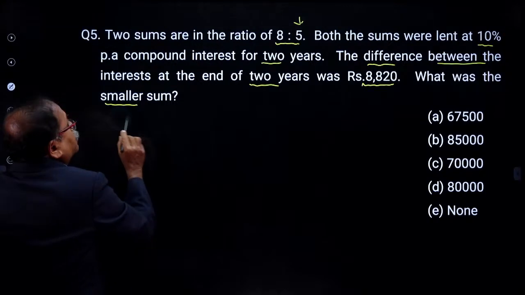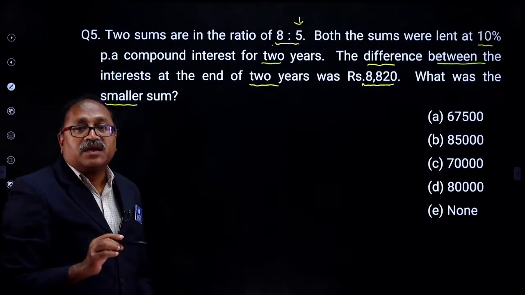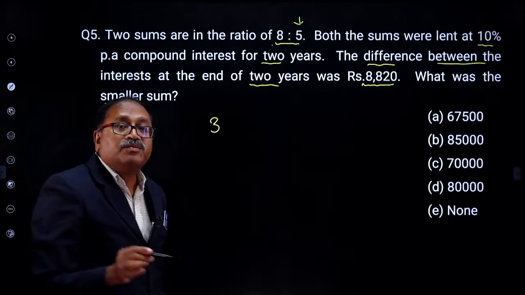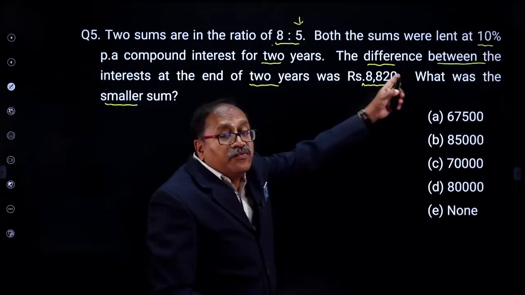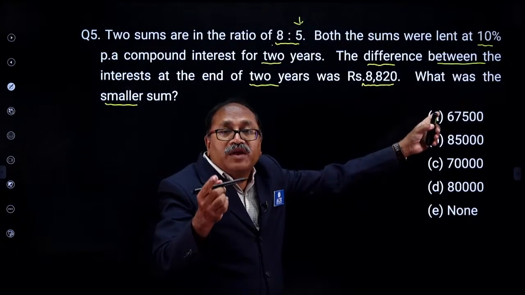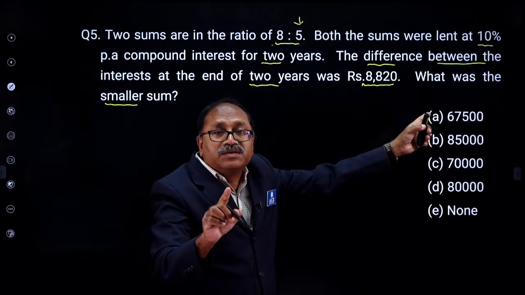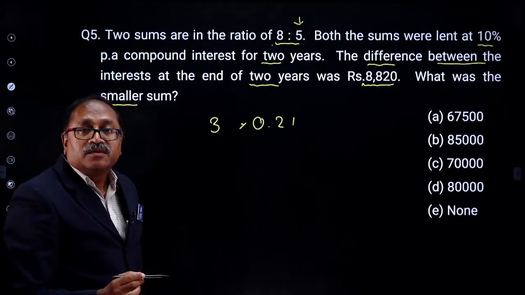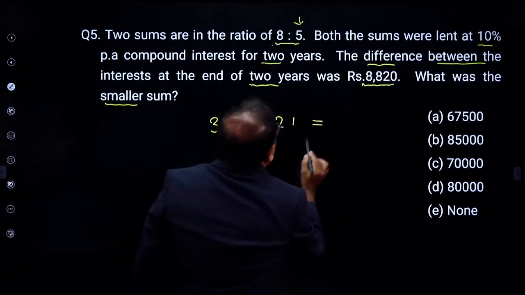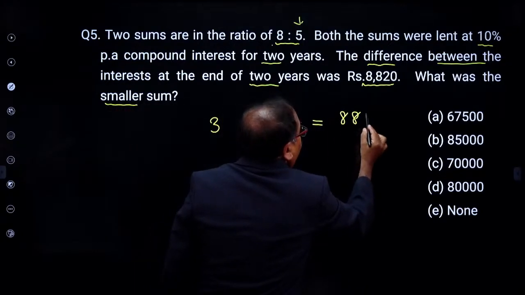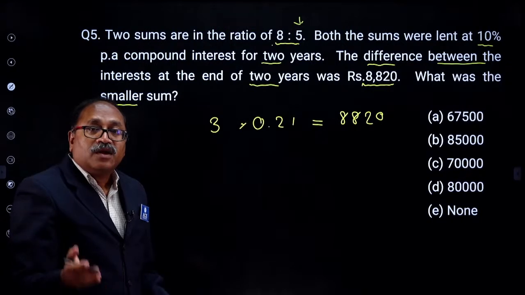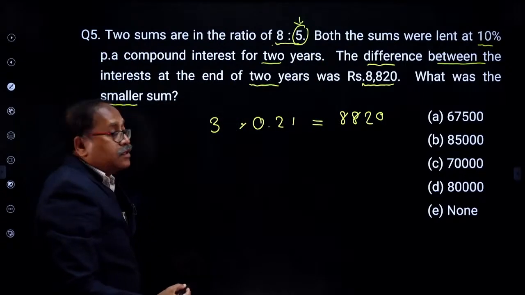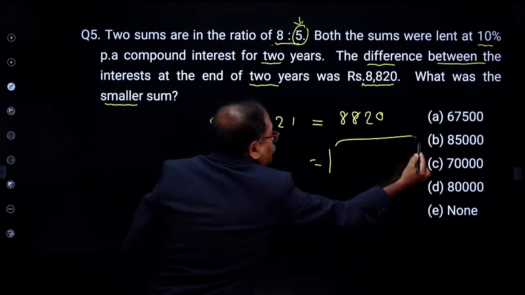Now, look at this part. The first one is 8 parts and the second one is 5 parts. What is the difference? 3 parts is the difference. So, on 3 parts, how much is the interest? For 10% for 1 year, for 2 years it is 21% because it's compound interest. On 3 parts, 21% interest, that is 0.21, is equal to how much is given to us? 8,820. That's given to us. What my requirement is, how much is 5 parts, the smaller sum?